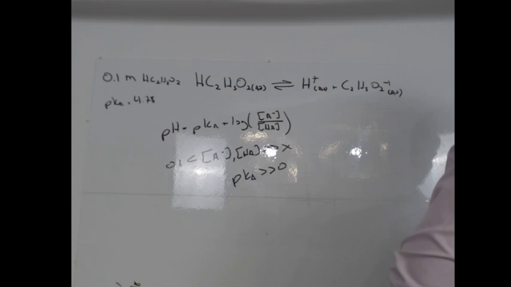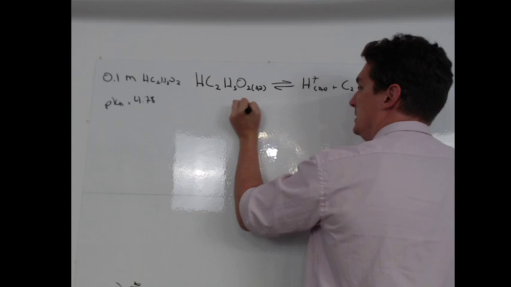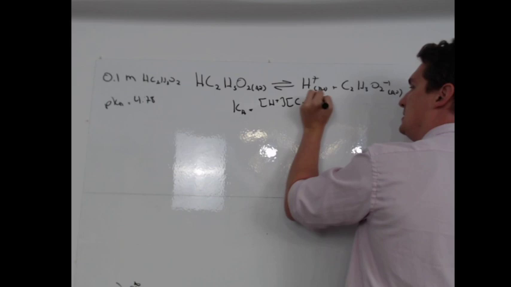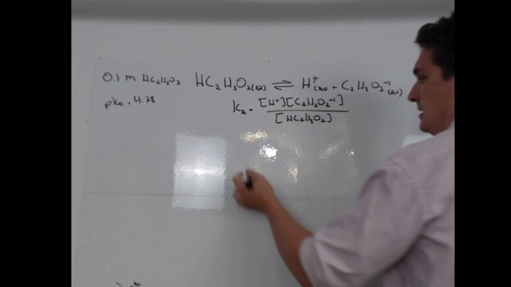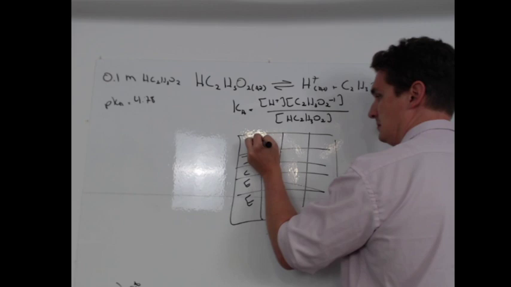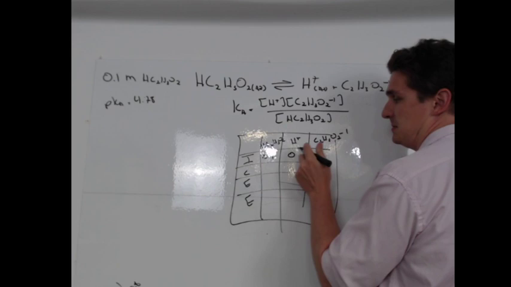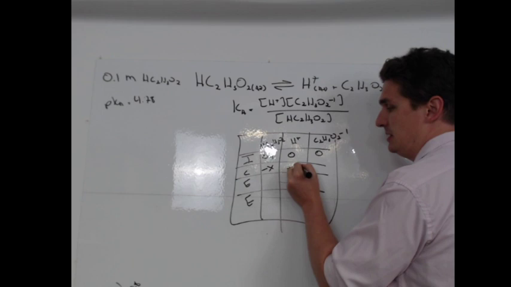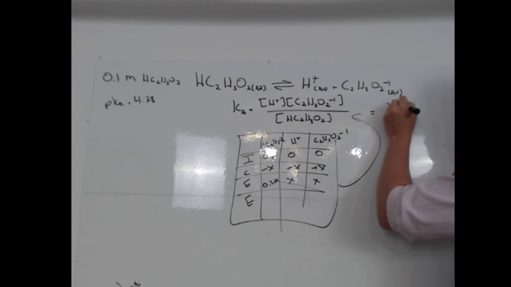But anyway, to solve this particular problem, we're just going to solve it like any equilibrium problem. We've got K equals Q. Q in this case is H plus times C2H3O2 minus over HC2H3O2. ICE table. Given the initial concentration of 0.1, the concentration of H plus is 0. Same thing's true of the acetate. Then minus X, plus X, plus X. So you have 0.1 minus X, X, and X. We plug this back into our expression, we get K equals X squared over 0.1 minus X.